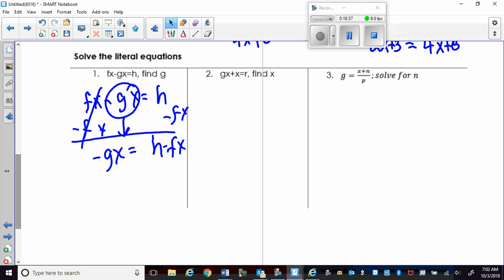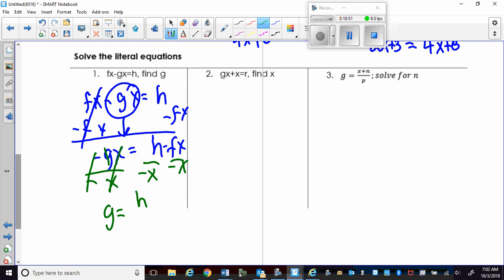Now, I want to get rid of the x and negative, so I'm going to divide by those things for each term. We don't do both terms. And the x's go away, the negatives go away. I'm left with g equals negative, bring that negative up, h over x, minus x's go away, minuses go away, and becomes plus f. And I circle my answer.